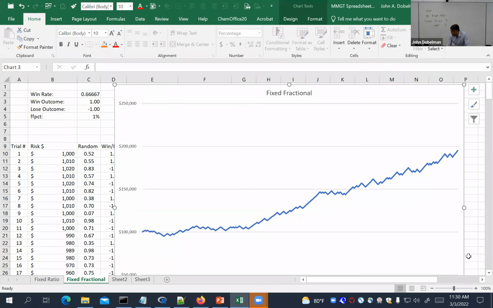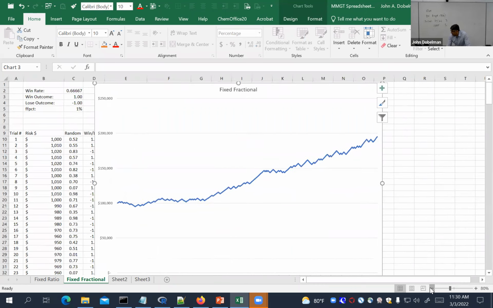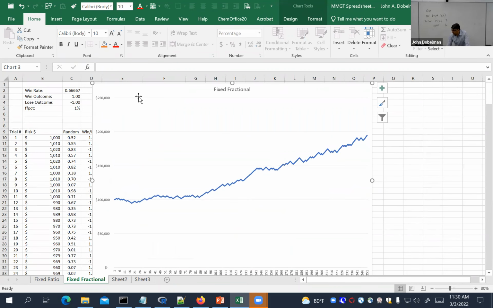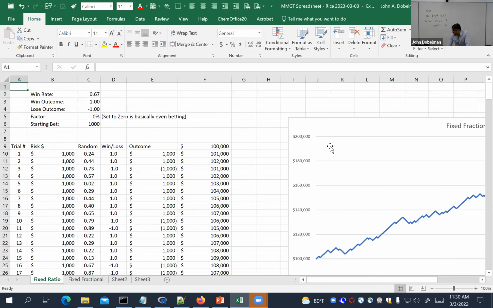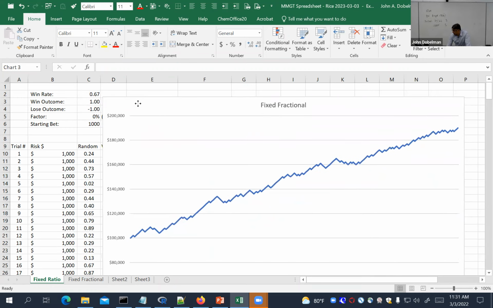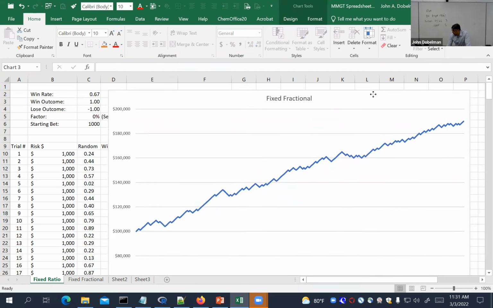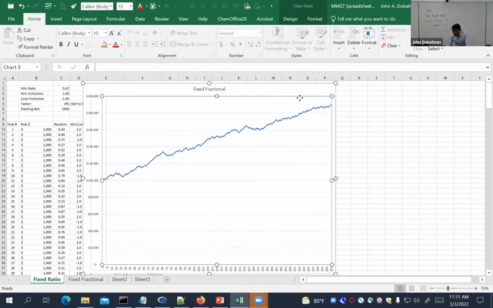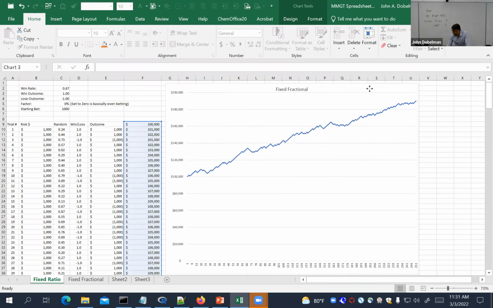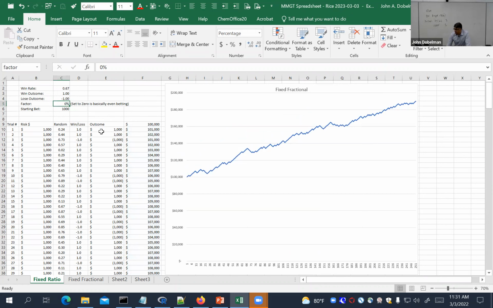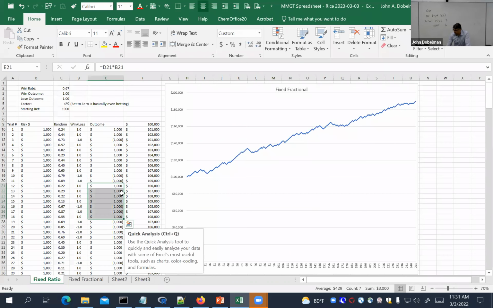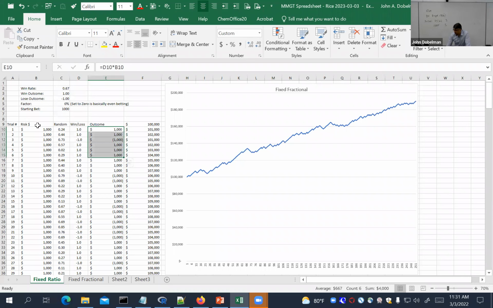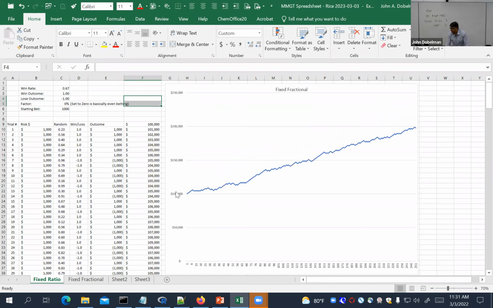This here. And I did this, again, a simulation over 250 days. Oops, go back to this one first. Can you see that? Okay. Now, if we do a fixed fractional with 0, that's basically even betting. You're betting $1,000 each time, right? This is your risk amount. And if I hit F9, this will just resimulate a bunch of things.